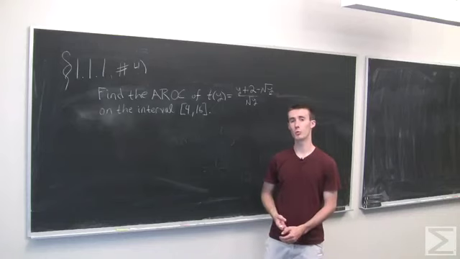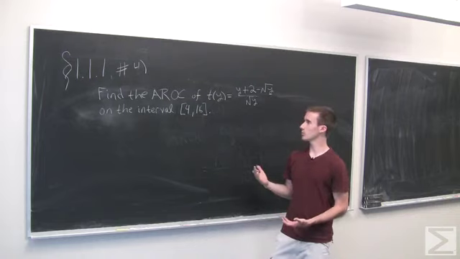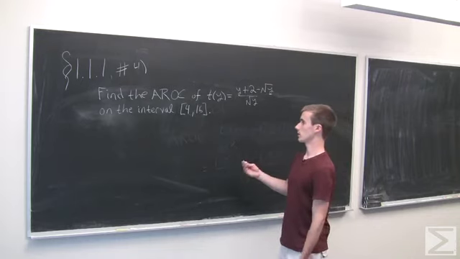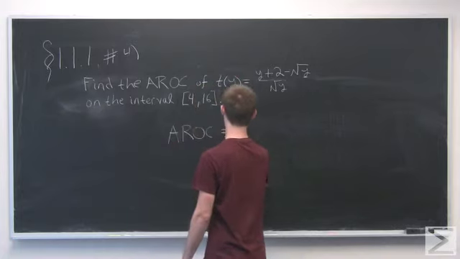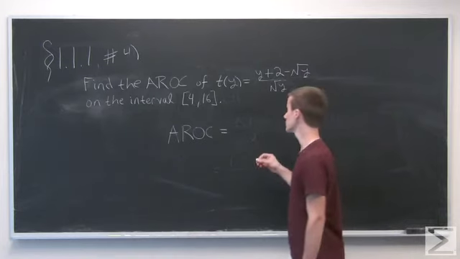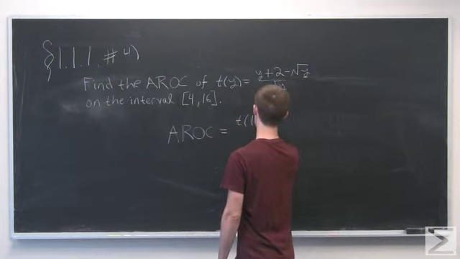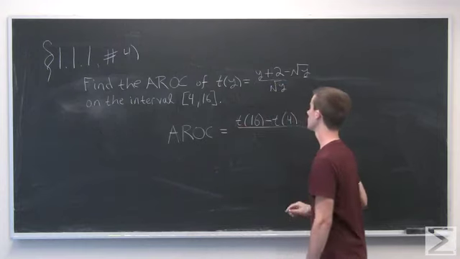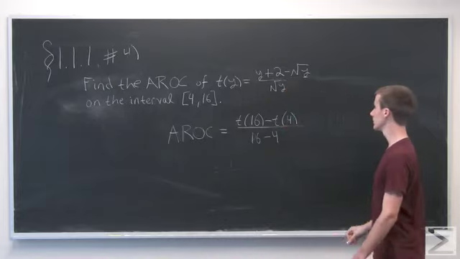So this is problem number 4 from section 1.1.1, which is similar to problem 1 if you've already viewed that, but the function is a little bit more complicated, so I thought I would do another example here. All right, so again, the average rate of change is going to be the change in t over the change in y. So I'm going to skip the step I wrote earlier and just write t of 16 minus t of 4 over 16 minus 4, the change in y.